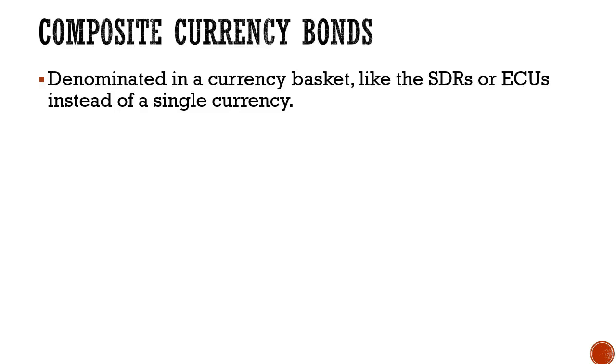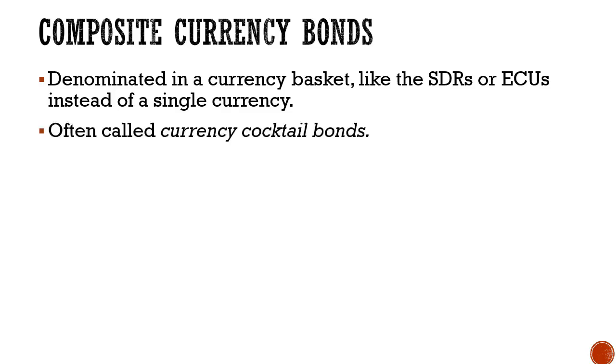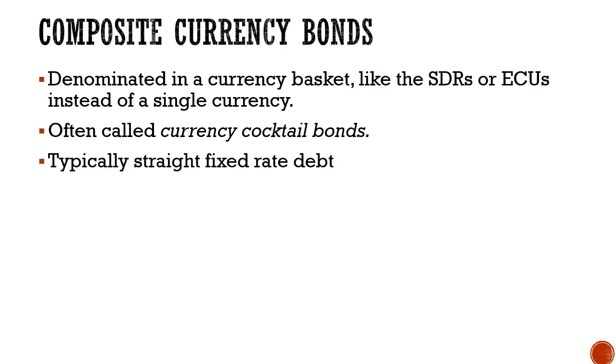Next we have the composite currency bonds. It is denominated in a currency basket like the SDRs or the ECUs instead of a single currency. They are often called currency cocktail bonds. Typically, composite currency bonds are straight fixed rate debt.